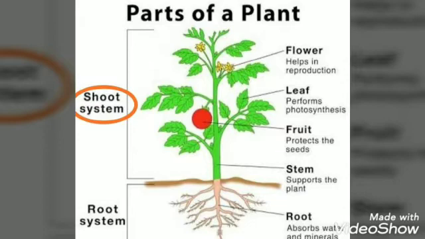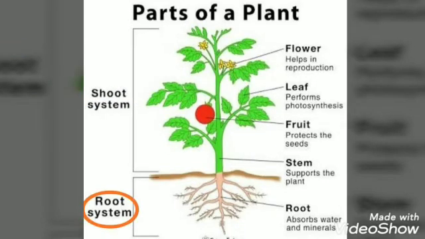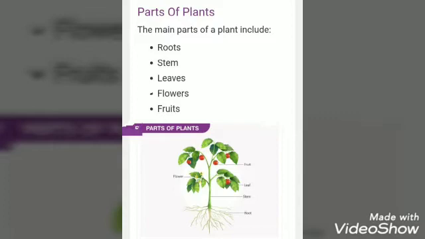The part of the plant that appears above the ground level, that is above the soil, is called the shoot system, while the part of the plant which lies underneath the soil, that is underground, is called the root system. The main parts of plants include roots, stem, leaves, flower and fruits.